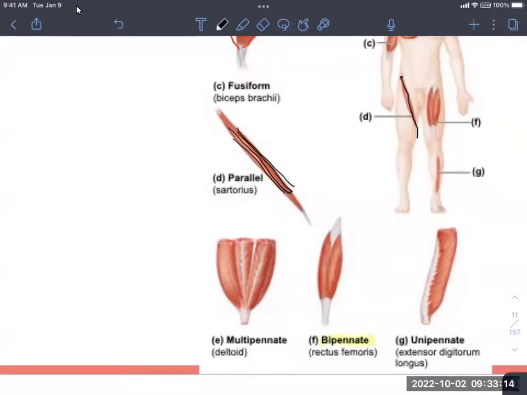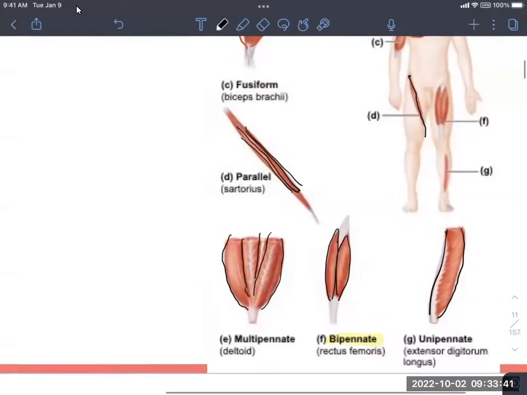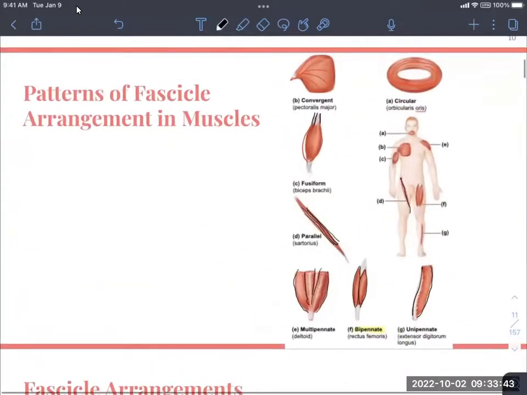You can kind of see two portions of the muscle here. A unipennate, there's only one group, or multipennate. This one is the deltoid that's in your shoulder. It has three separate parts that all come together.